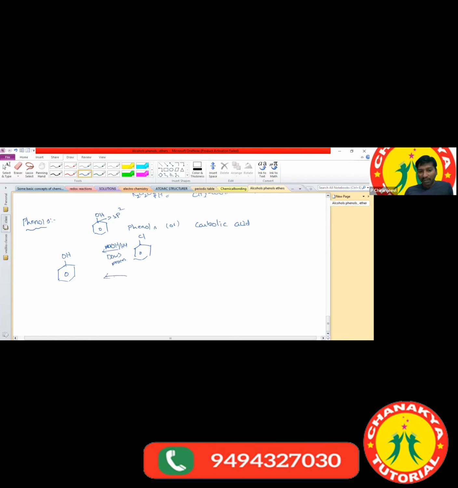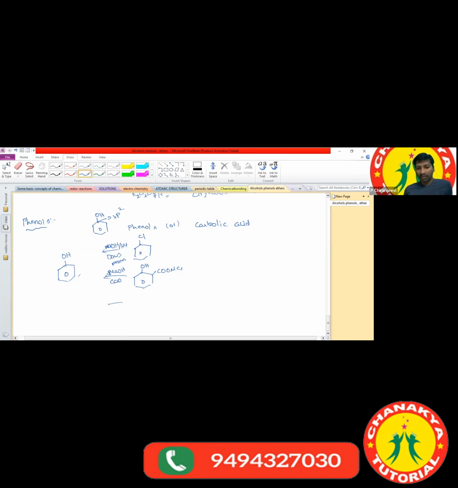And what is the second method? The decarboxylation reaction. Sodium salicylate, whose formula is OH bond COONa, undergoes the decarboxylation reaction. What is the decarboxylating agent? Soda lime. What is soda lime? Soda lime is a mixture of sodium hydroxide and calcium oxide. If it is treated with soda lime, it is converted into phenol.